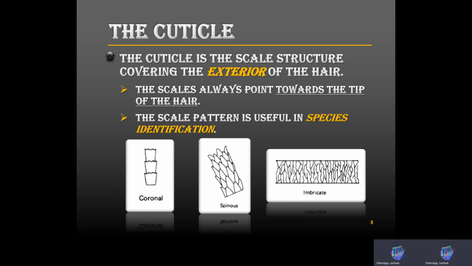The cuticle is going to be the scale structure that's covering the exterior of the hair. The scales always point toward the tip of the hair, and it's extremely important when you're trying to identify whether the hair is human or animal. The 3 different types in these drawings down below are going to be the coronal, spinous, and imbricate. So you should have some slots to draw some of the pictures. Let me give you some close-up pictures and some more in-depth description of those 3 scale patterns.